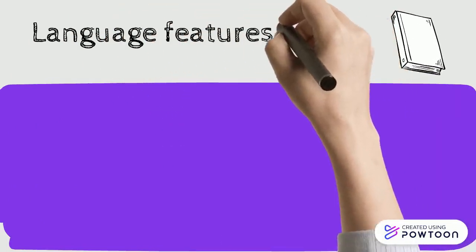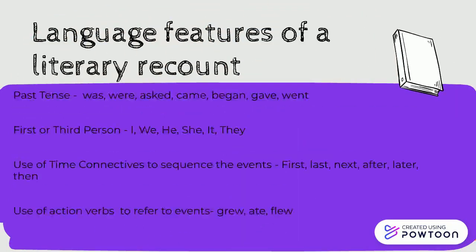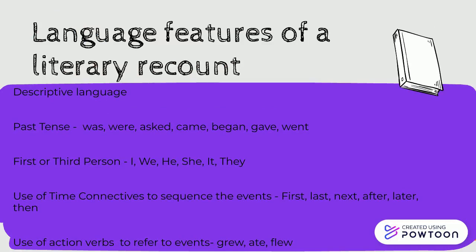Language features of a literary recount. These include descriptive language, past tense, such as was, were, asked, came, began, gave, went, first or third person, such as I, we, he, she, it, they, the use of time connectives to sequence the events, such as first, last, next, after, later, or then, and the use of action verbs to refer to events, such as grew, ate, and flew.